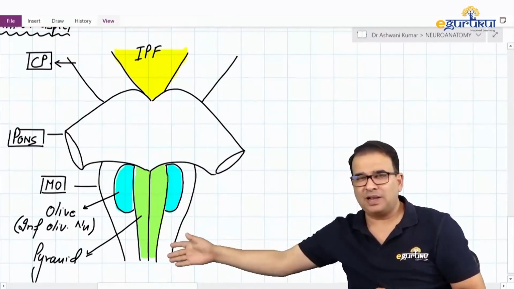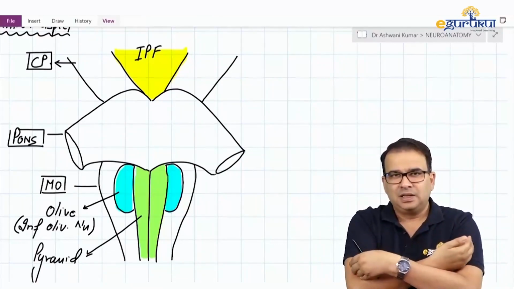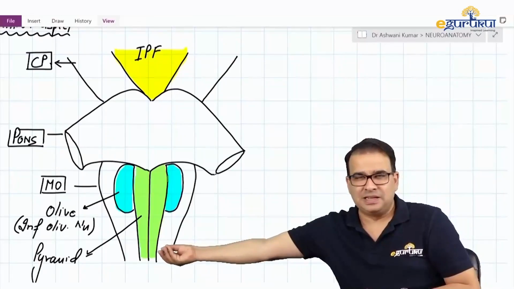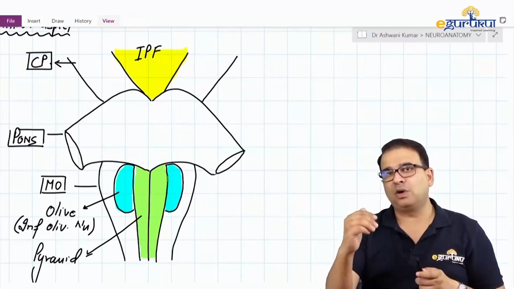In the lower medulla oblongata, we know that 85 to 90% of fibers will decussate. So only 10% of fibers will be left in the anterior part. So the pyramid will be gone. I mean, they will vanish. So you can only see the pyramid till the lower medulla oblongata.